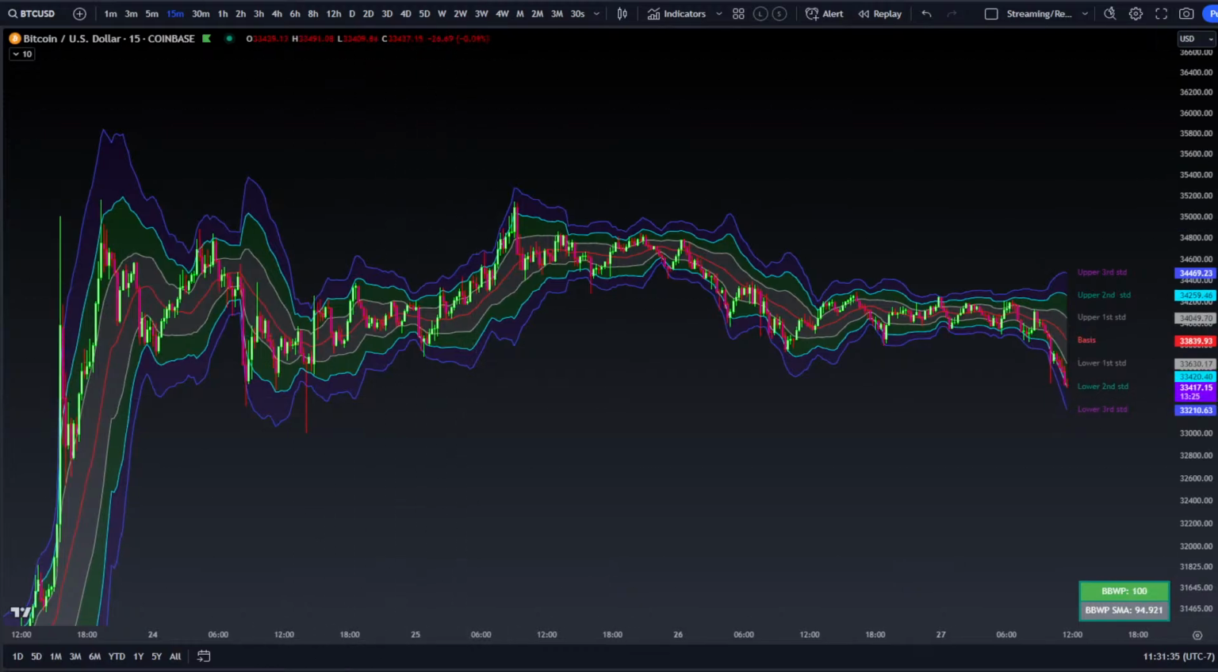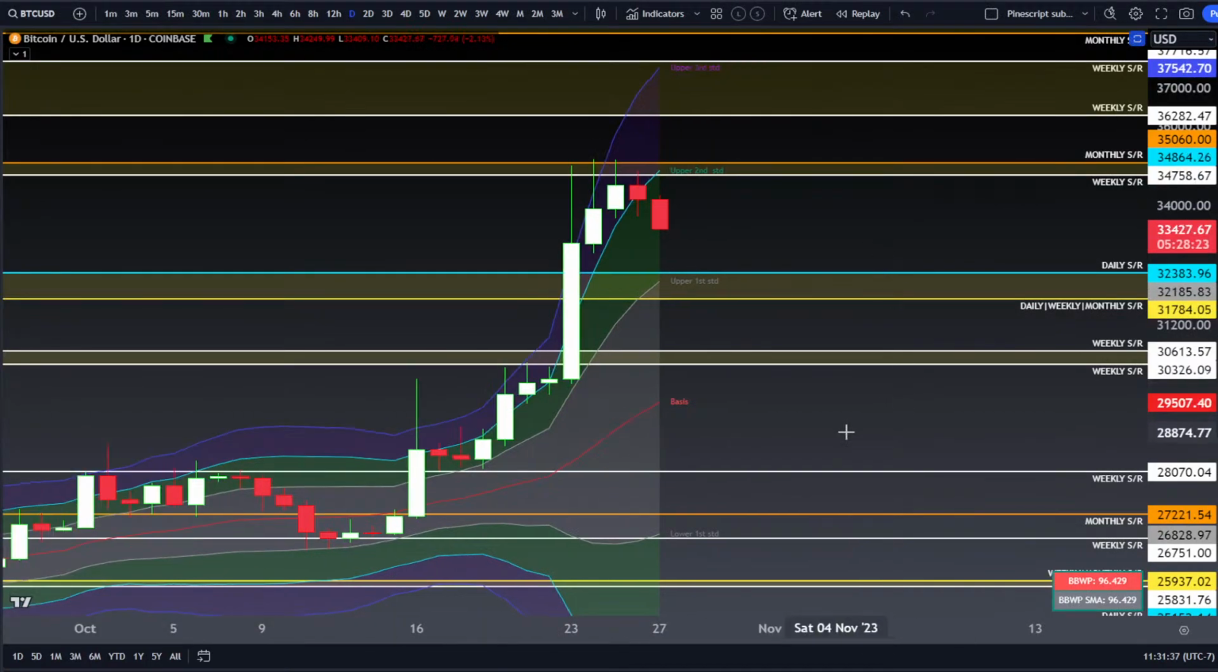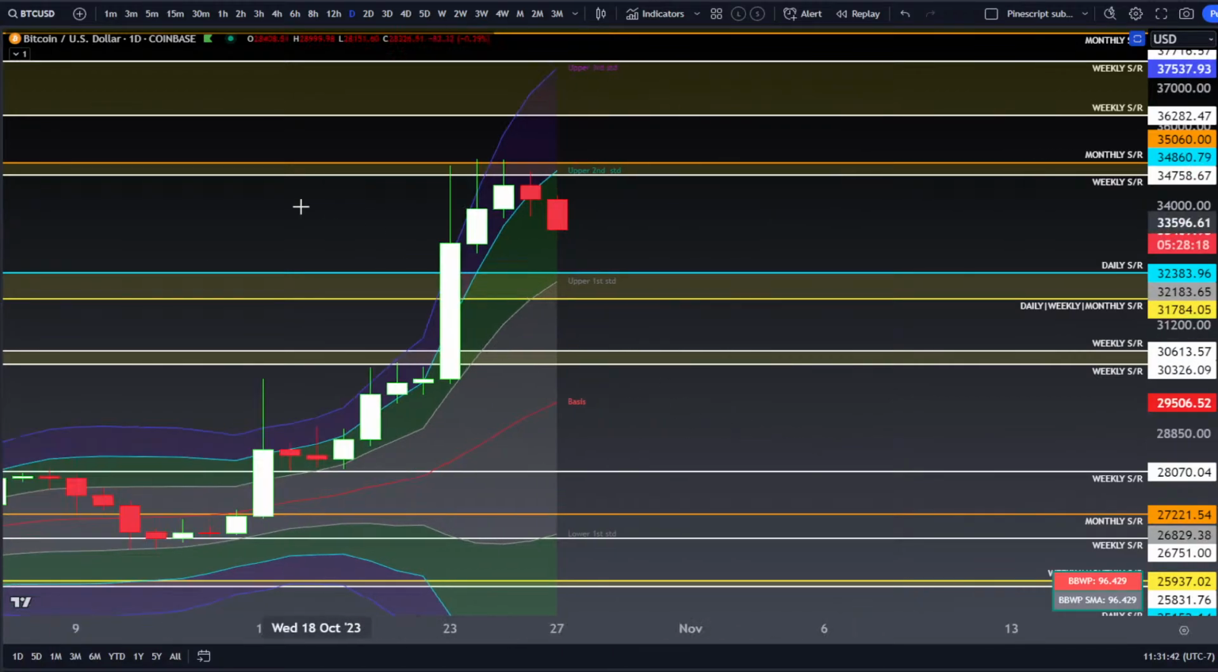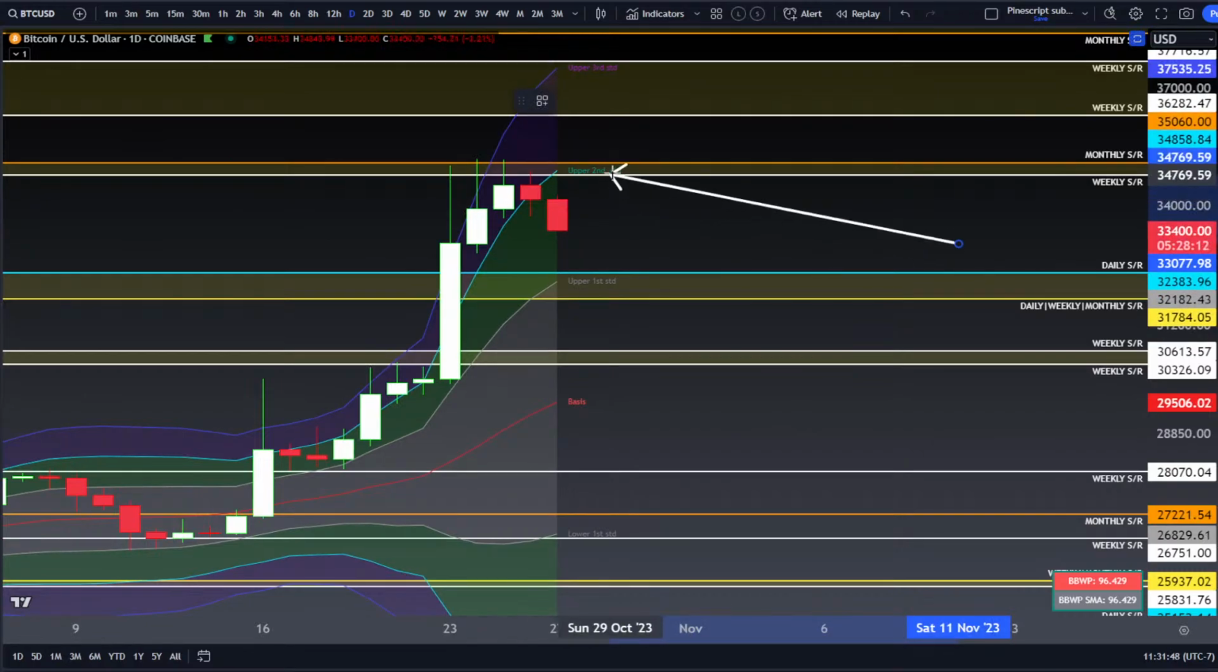But we're going to start with the normal Bitcoin in 60 seconds chart here on the daily time frame. And you can see that Bitcoin has closed below the upper second standard deviation of the Bollinger Bands here, which is now right in the zone overhead that we have been talking about for quite some time, which is that weekly at 34,750 to the monthly at $35,000 or so, just slightly above 35,000 there.